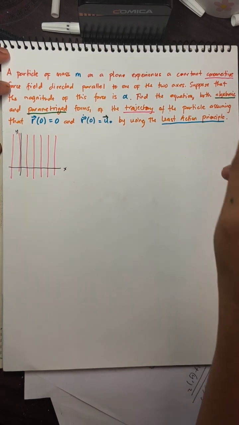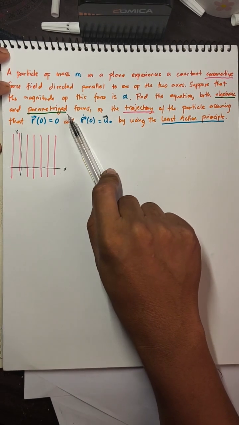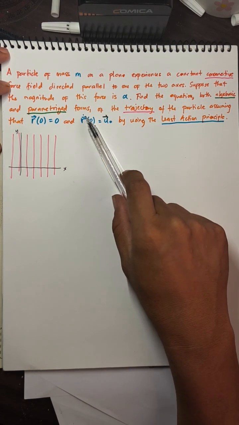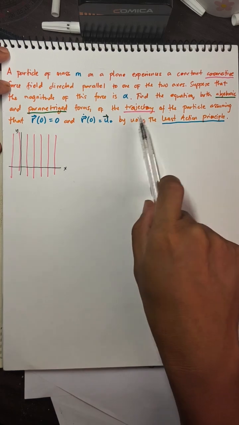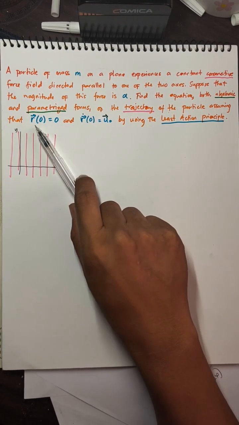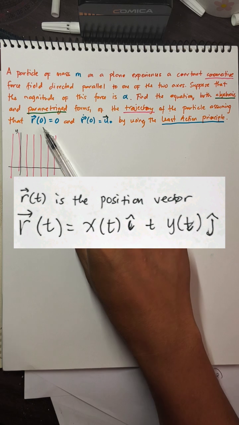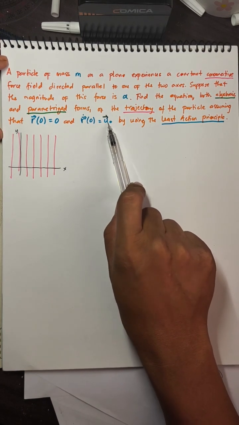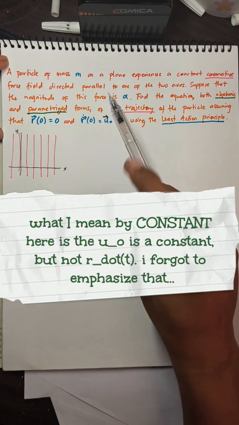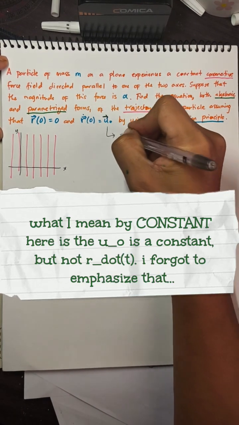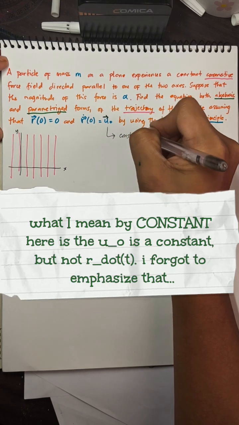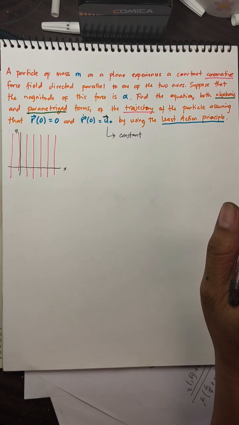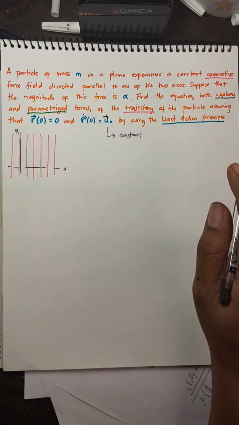So find the equation, both algebraic and parameterized forms. I will explain later what these algebraic and parameterized forms of equations of the trajectory of the particle are, assuming that r0, this is the vector, meaning it starts at the origin, and the initial velocity is u naught. This is a constant vector. We are to solve it by using the principle of least action, meaning that we have to solve it from the action itself.